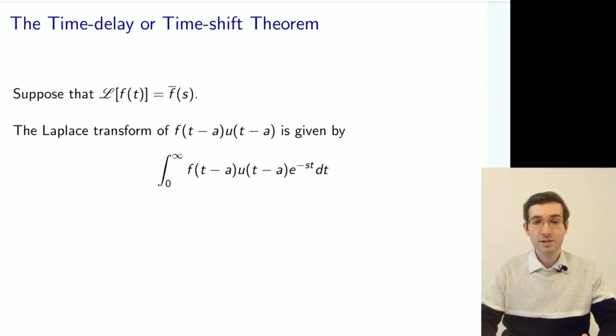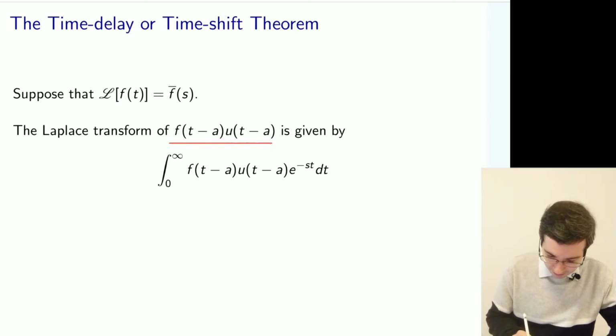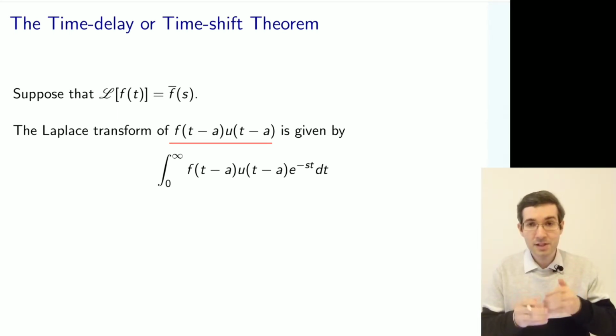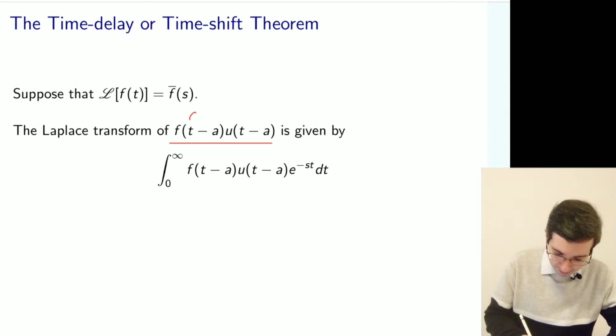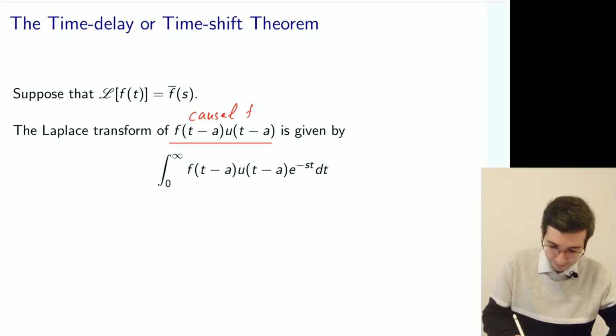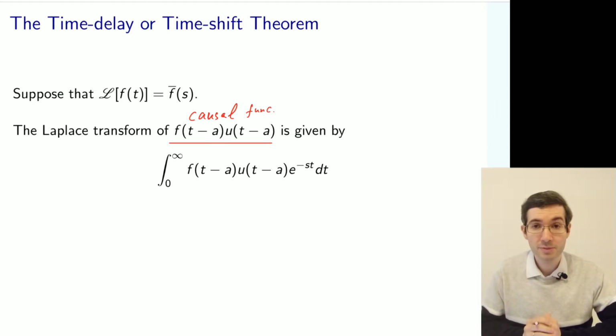The question is, what would be the Laplace transform of a causal function generated by this function? So if we take f of t shifted by time a and multiplied by the unit step function, that's an example of a causal function. And we want to know what the Laplace transform of this function would be.